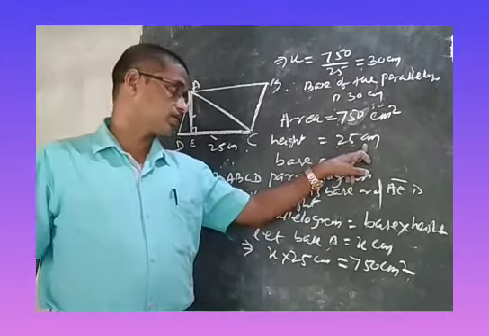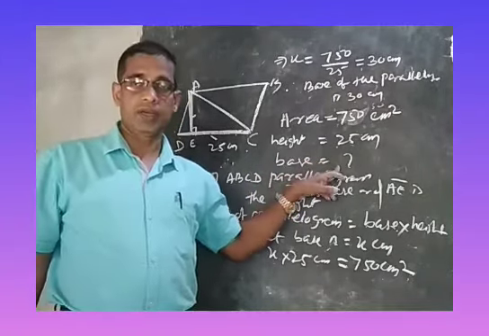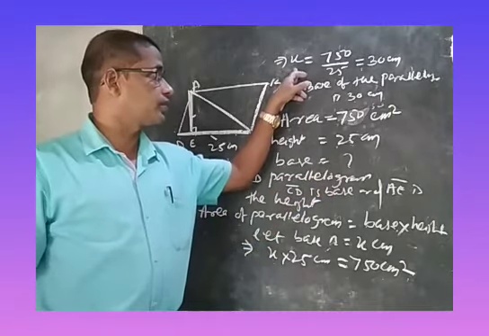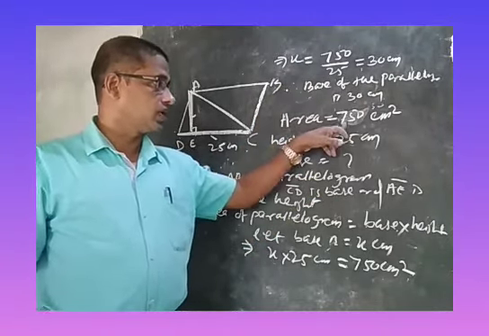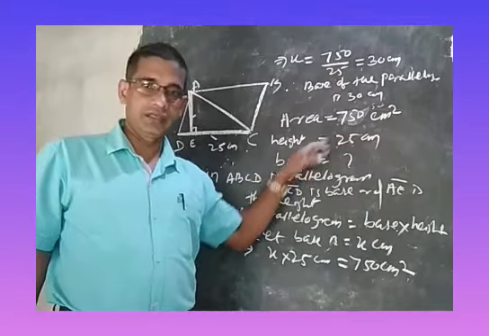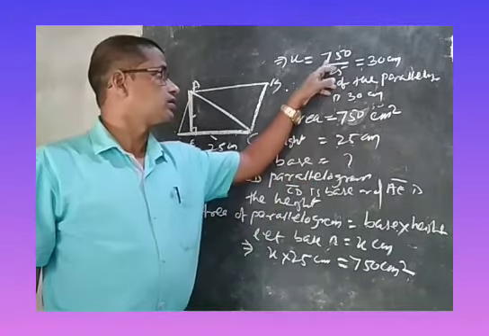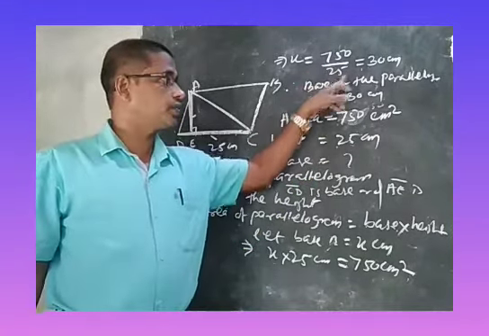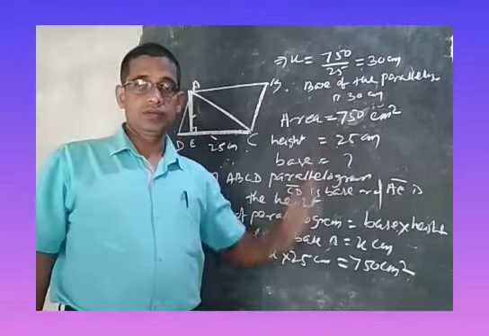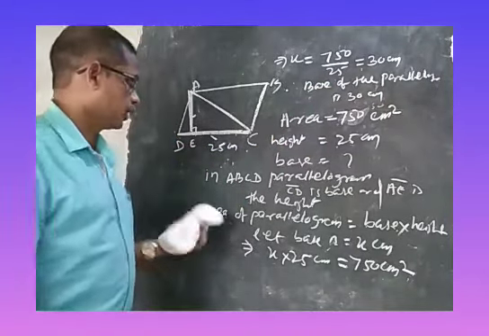In this question, area is given 750 centimeter square, height is given 25 centimeter. The question asked is to find out the base of the parallelogram. Here base is area divided by height. 750 divided by 25 equal to 30 centimeter is the base of the parallelogram.